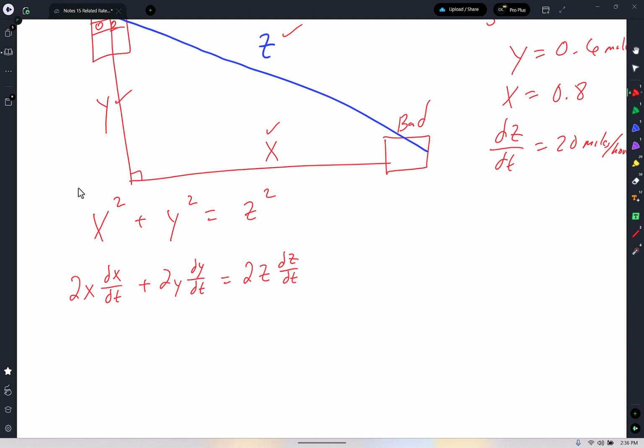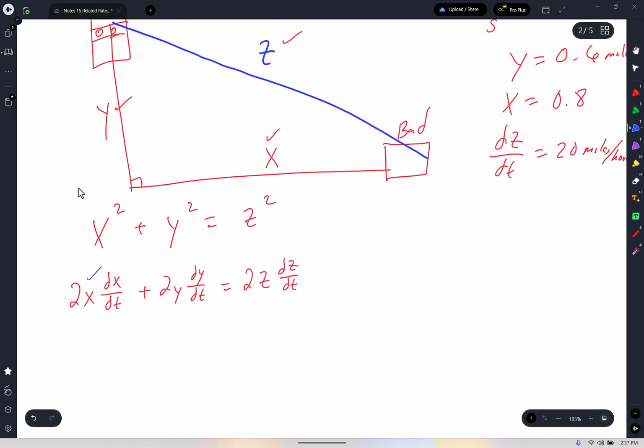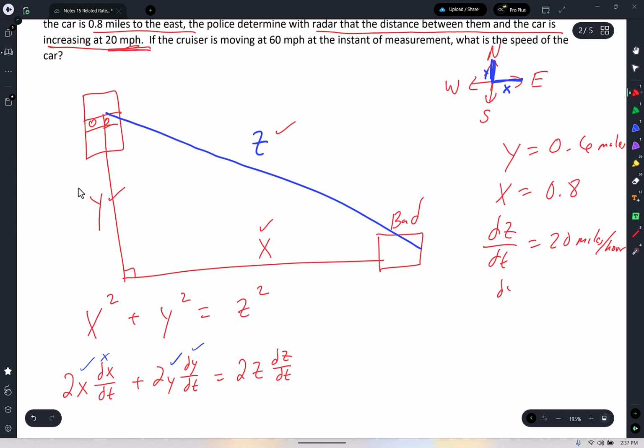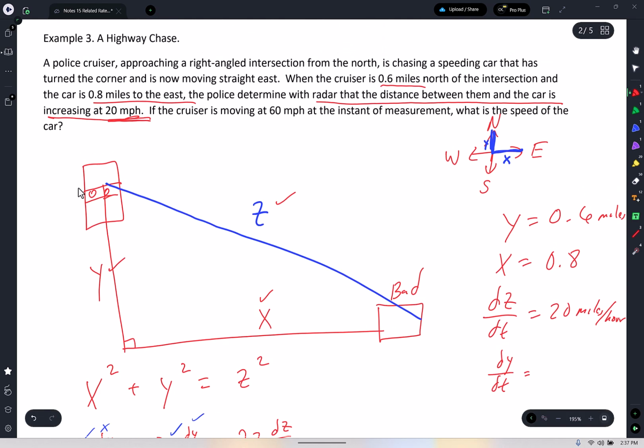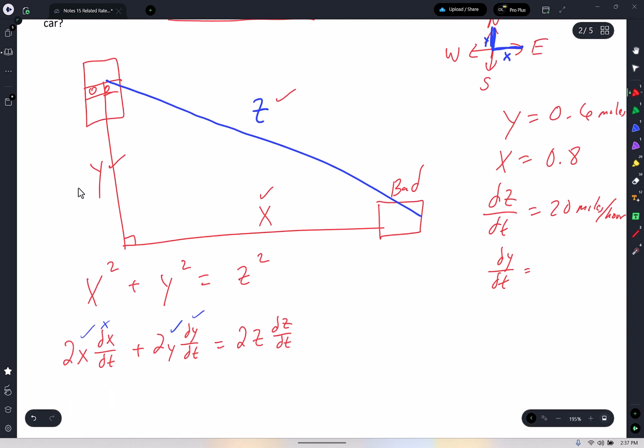All right, here we go. We're done. Look at this. What do we know? Do we know the x value? Yes. We don't know the dx/dt. That's what we're looking for. We know the y value. We know dy/dt, because he's moving. Why didn't I put that in here? He is moving at 60 miles per hour. The cruiser is moving at 60 miles per hour. Since he's going down, I'm going to say negative 60 miles per hour.